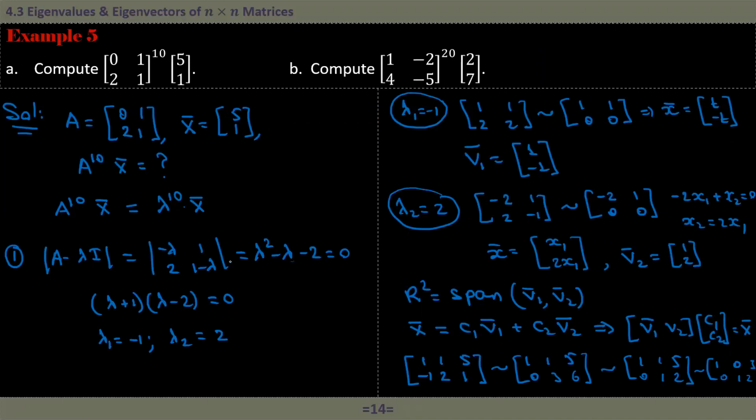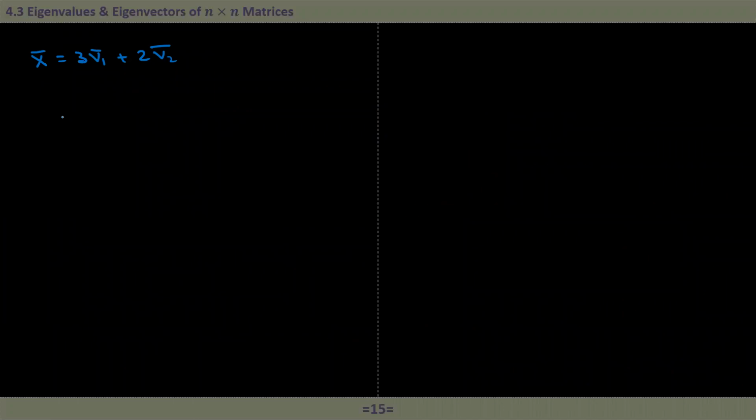Okay. So now, using this fact, let me get back to the question. We need to evaluate A to the power of 10 times the vector x. So A to the power of 10 times x, I can just write as A to the power of 10 applied to 3 times v1 plus 2 times v2. If you distribute A to the power of 10 over v1 and v2, here we have 3 times A to the power of 10 v1 plus 2 times A to the power of 10 v2.